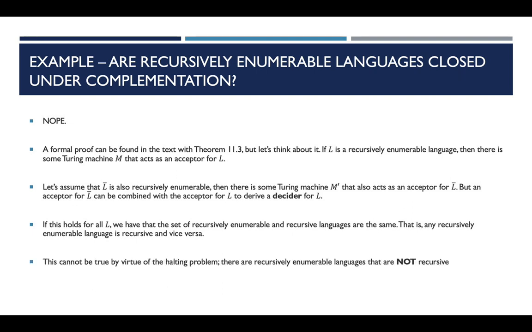However, this can't be true because we know that the halting problem exists. The basic bottom line of the halting problem is that there are recursively enumerable languages that are not recursive. And because these languages exist, we know that the set of recursively enumerable and recursive languages cannot be identical.